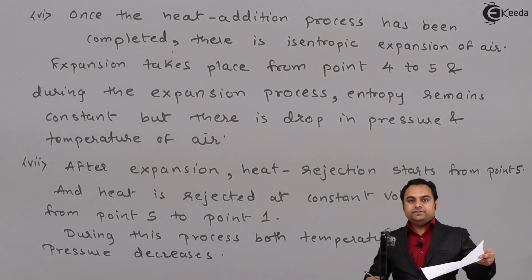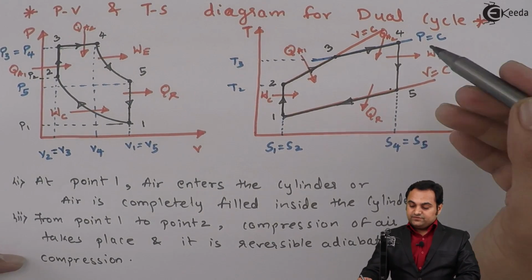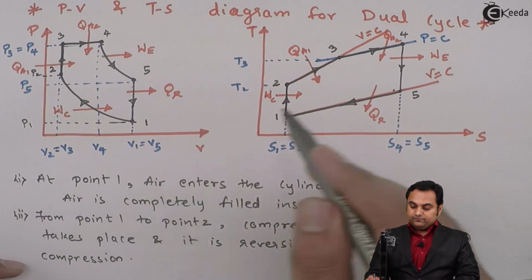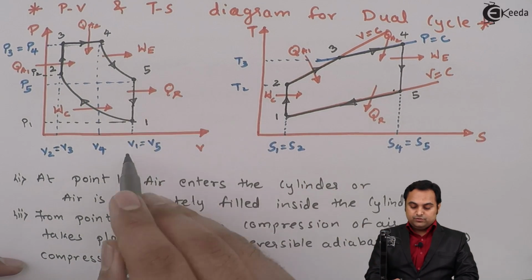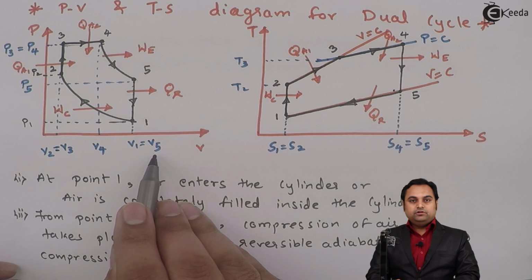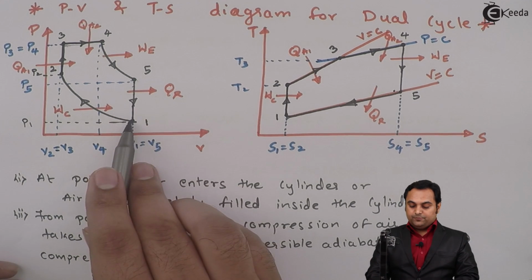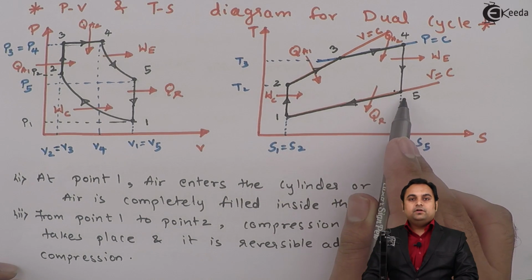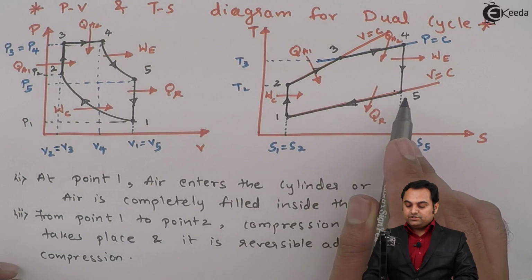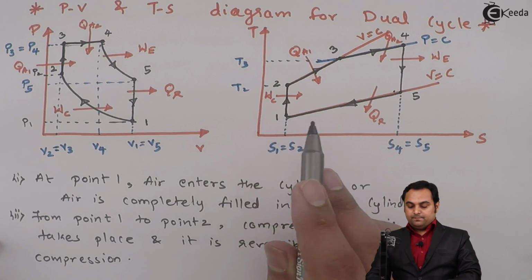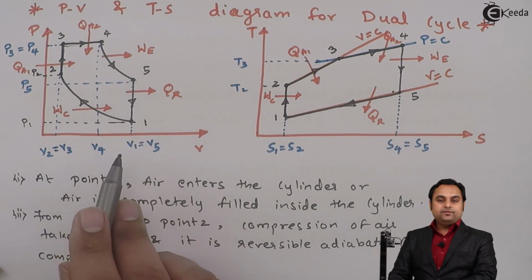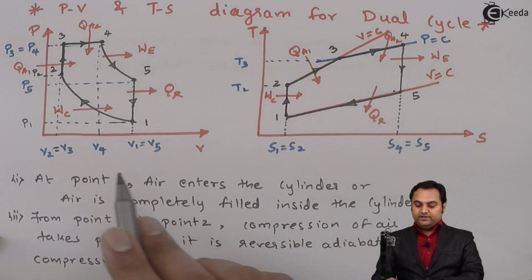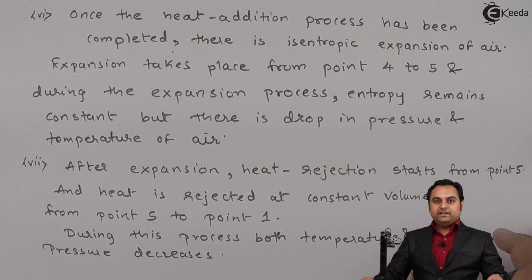So here, as we see in the diagram, process 5 to 1 is a constant volume process, V1 is equal to V5. Here the pressure drops from 5 to 1, and in the TS diagram the temperature drops from 5 to 1. So there is a drop in pressure, a drop in temperature, but here volume remains constant. So here I have explained the working of dual cycle.